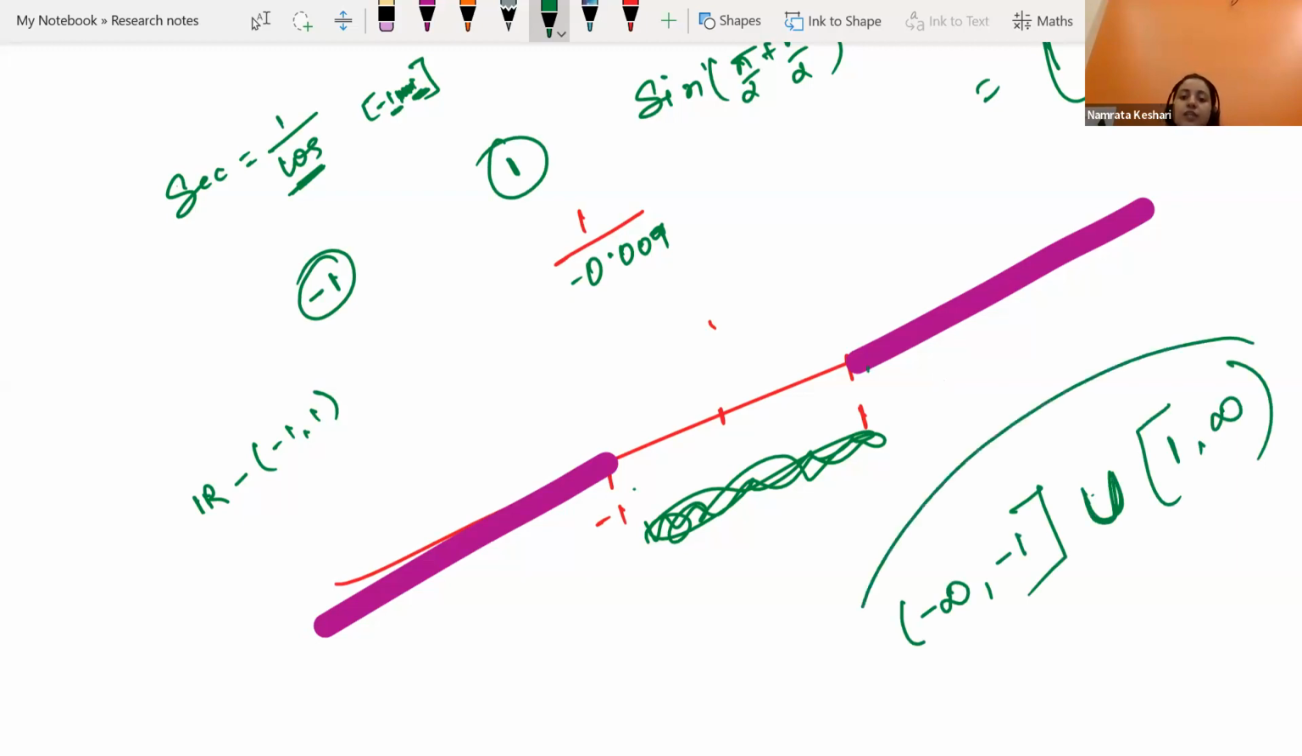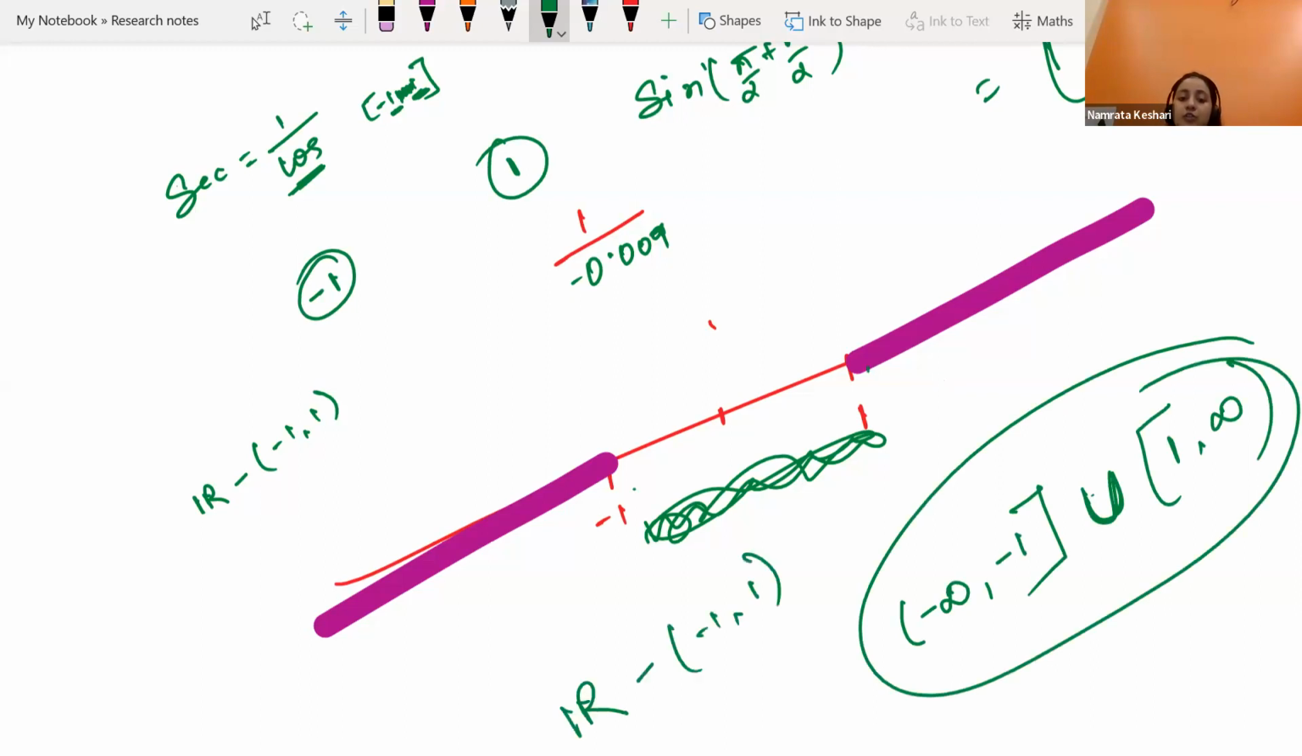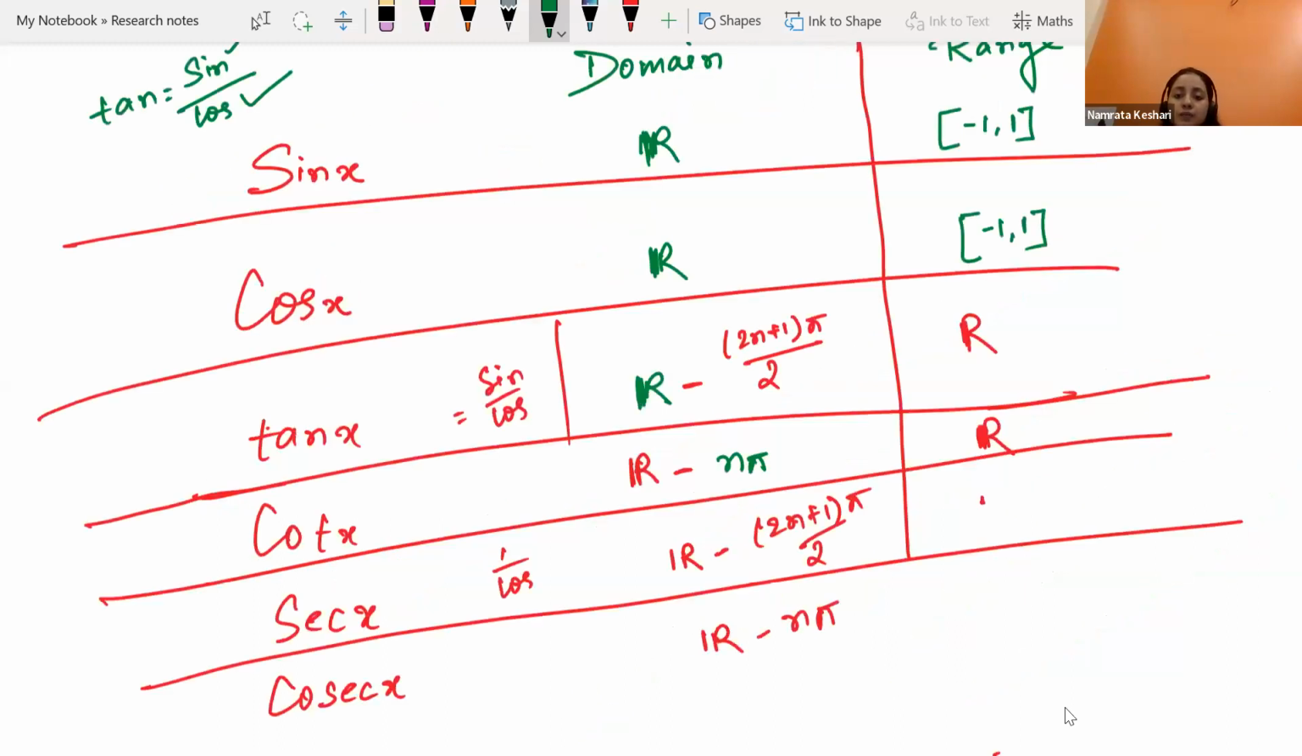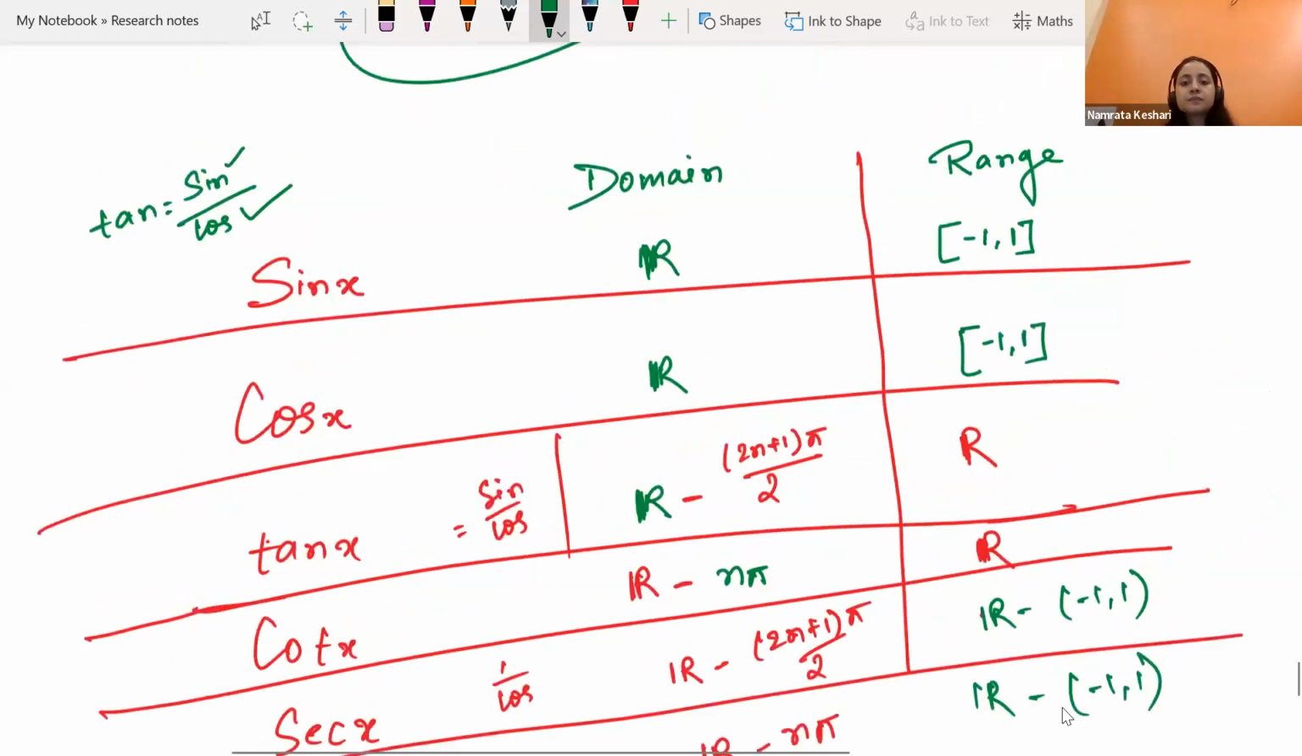The same thing we write as all real numbers minus the interval negative 1 to 1. You check it, Fatima, that we are excluding all numbers in between minus 1 to 1. We are not excluding minus 1 and 1. Can you see? Both are the same because for sine and cos, the output lies between minus 1 to 1. Getting it?